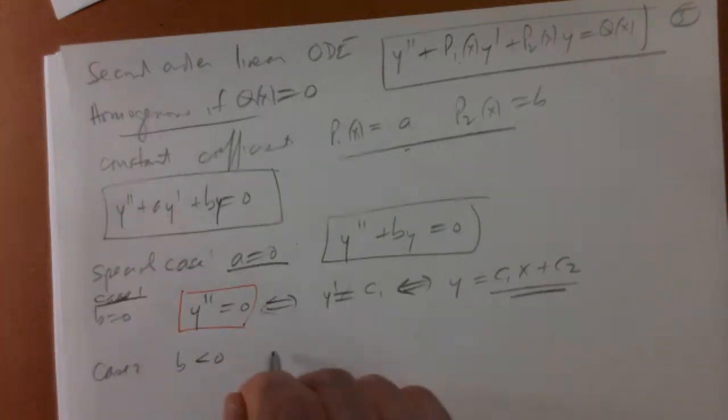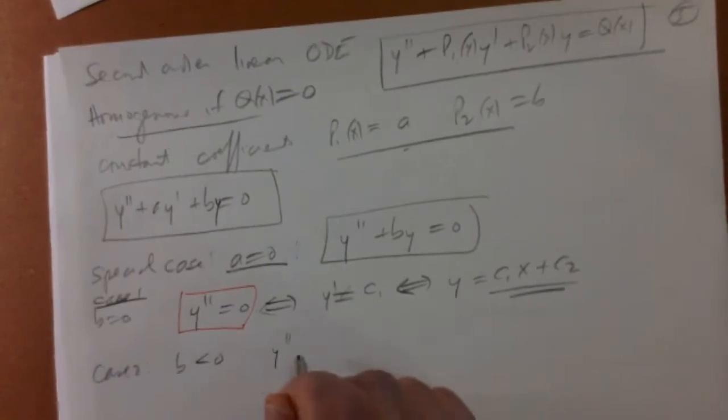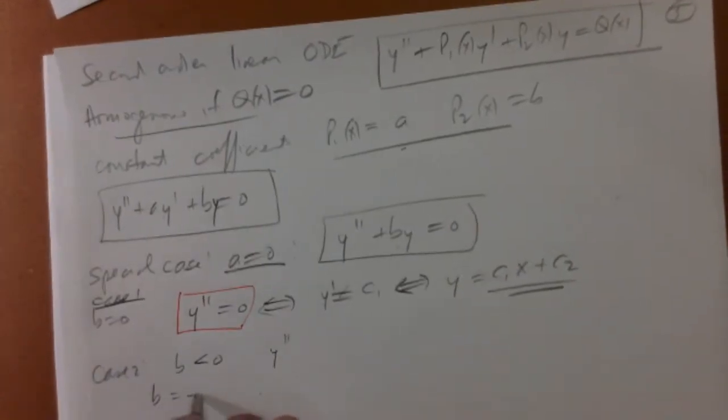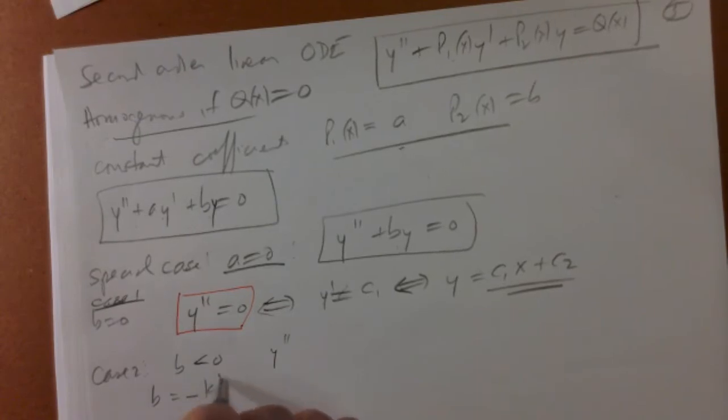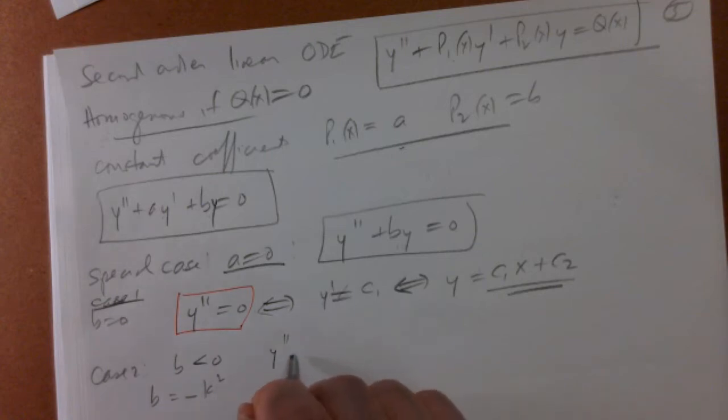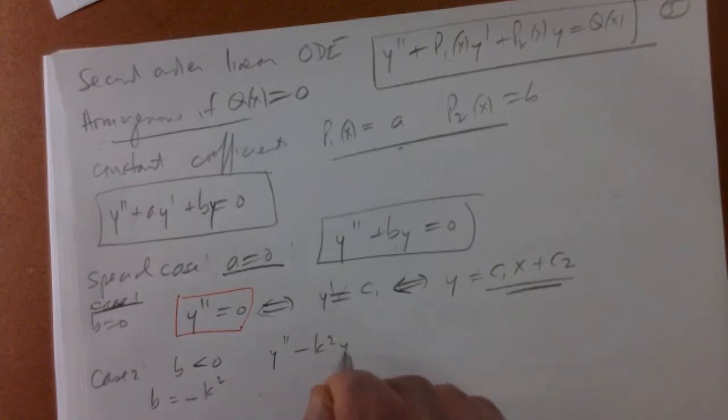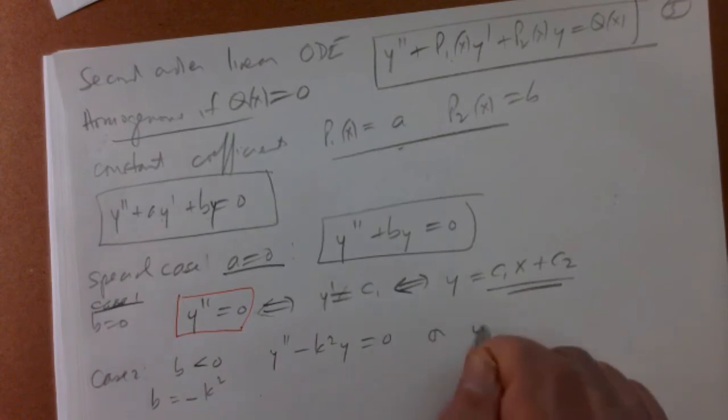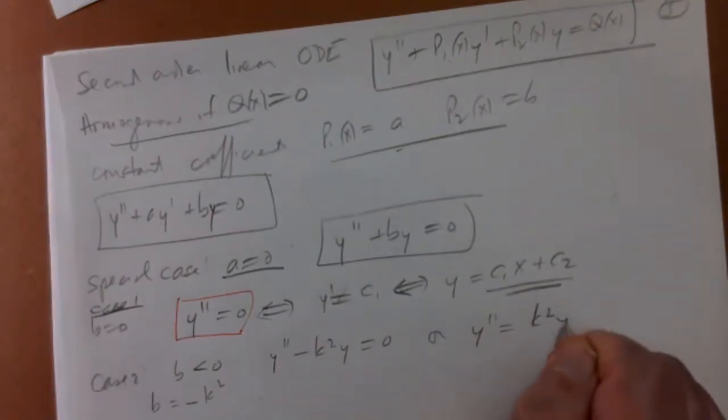So this means we have y double prime. If b is negative, you can write it as minus something that's positive, and every positive number is a square. So we're looking at the equation y double prime minus k squared y equals 0, or y double prime is k squared y.